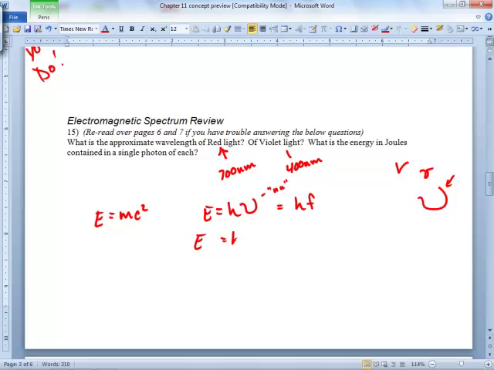But frequency is the speed of light all over its wavelength. Speed of light is which little symbol? C. Wavelength is what symbol? What do you call lambda? Lambda. Okay, we're getting close. So here's our lambdas.